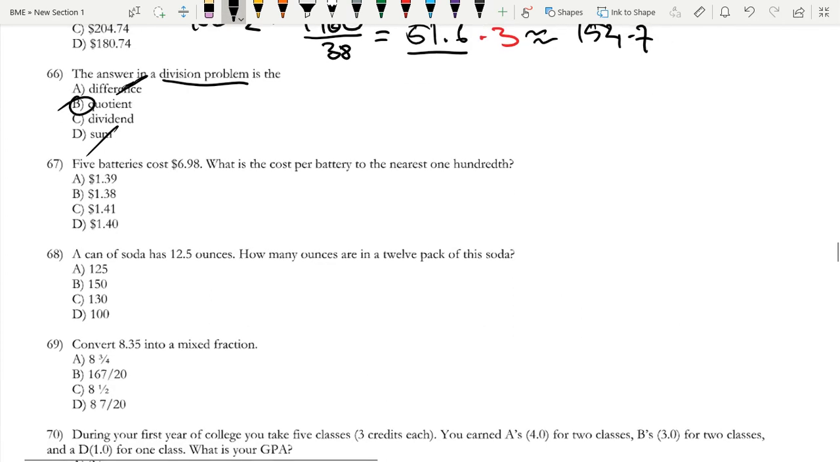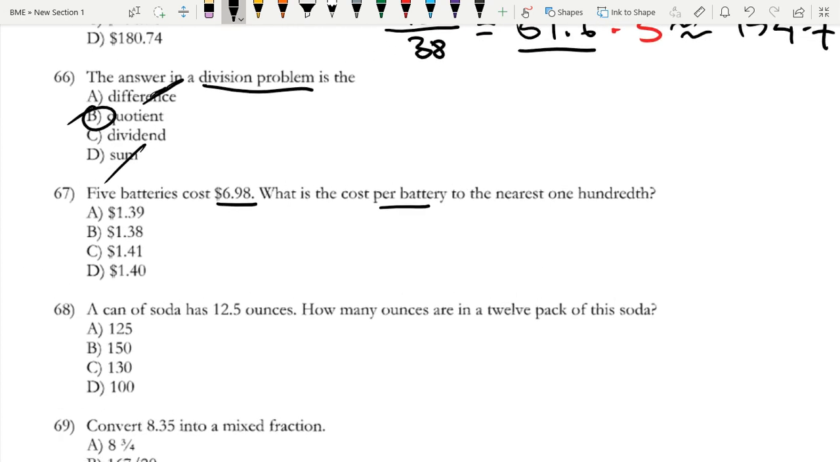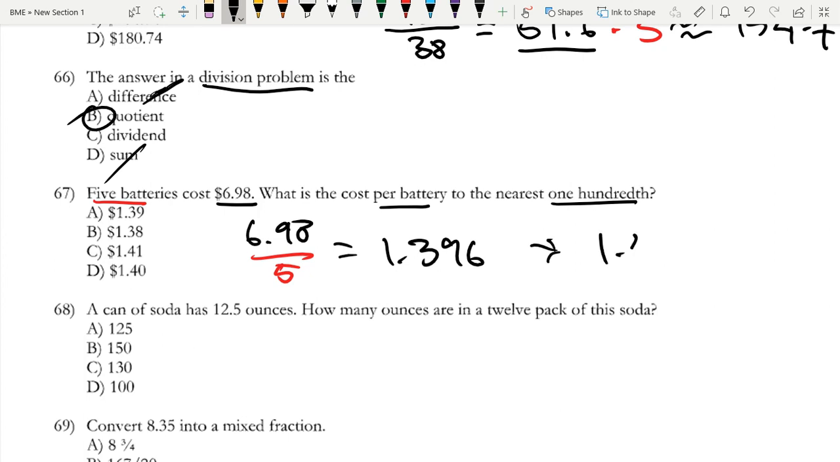Now, next one, question 67. 5 batteries cost $6.98. What is the cost per battery to the nearest 100th? So we do 6.98, and then there are 5 batteries, so we divide this by 5. 6.98 divided by 5 is equal to 1.396. And whenever you have money, you round this. So this would be rounded to 1.40, which is option D.